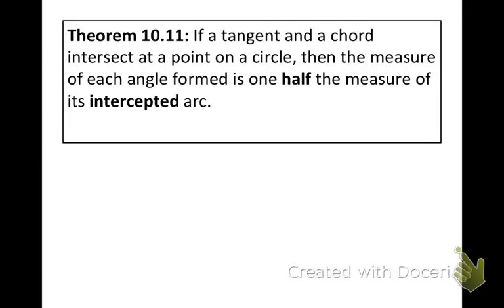It says, if a tangent and a chord intersect at a point on a circle, then the measure of each angle formed is 1/2 the measure of its intercepted arc. So over there in the picture, we have our circle. I'm doing my best to make a circle here.